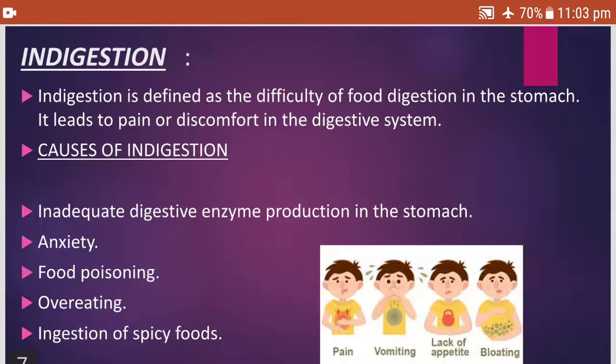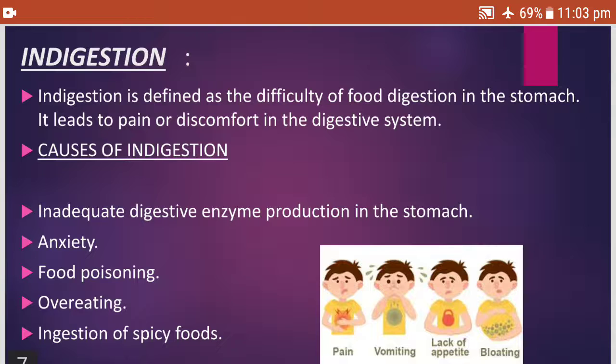Now children, coming to indigestion. What do you understand by the word indigestion? Indigestion is defined as a difficulty of food digestion in the stomach. It leads to pain or discomfort in the digestive system. Or we can also say that it is a general term used when there is difficulty in digesting food.